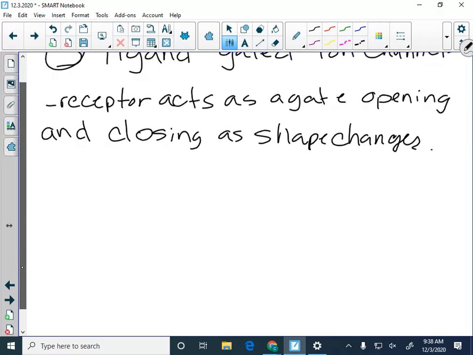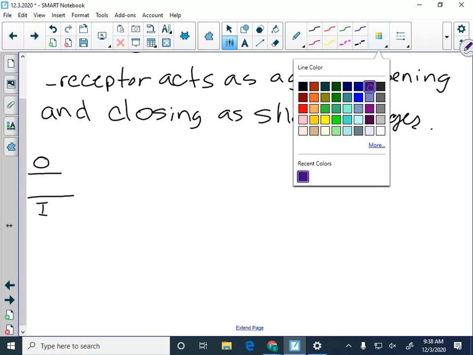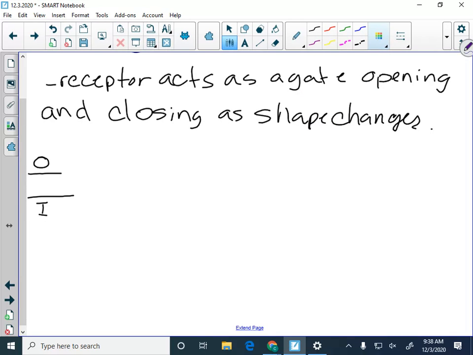So the doodle's not necessarily as complicated as last time. Say we've got our cell membrane. This is outside of the cell. This is inside of the cell, just like our orientation was yesterday. Change color. Make it purple. This is our receptor. In this form, it is inactive.